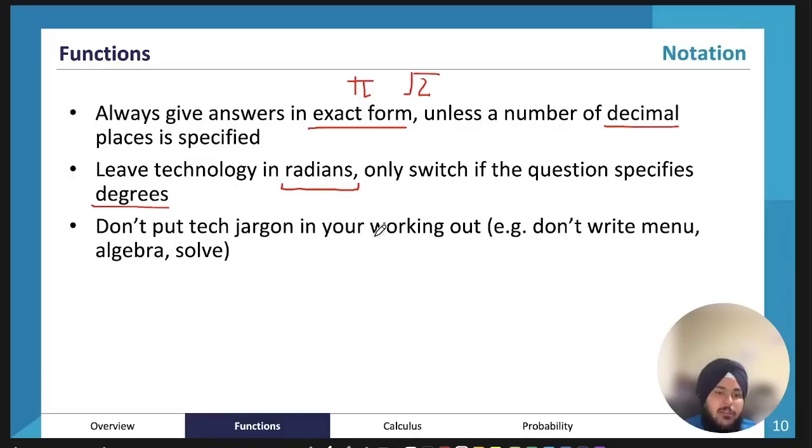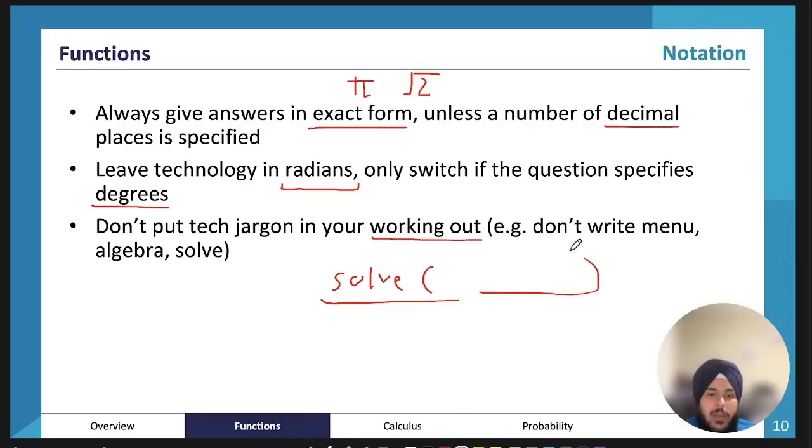Also, another thing, most people don't really do this, but you're not allowed to put any tech jargon. So for example, if you're trying to solve something, don't write solve and then whatever the function is, or derive and then whatever the function is. Use mathematical notation. This is something only restricted for your calculator. Your examiners don't need to see how you've done it, especially on your calculator. They only need to see your working out, whatever you're trying to solve.